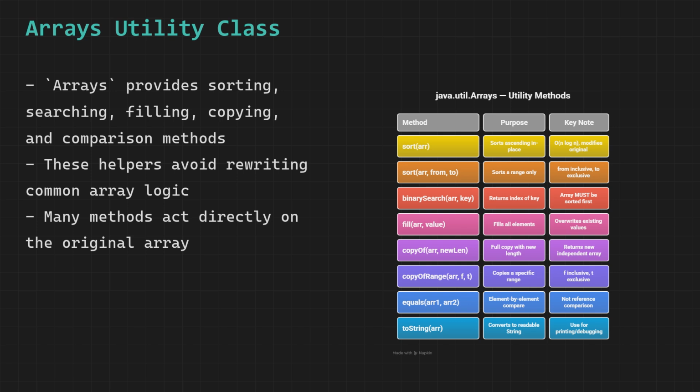Arrays.equals(ar1, ar2) compares two arrays element by element and returns true only if they have identical length and identical values at every position. This is completely different from double equals, which only checks if both references point to the exact same heap object. And Arrays.toString(arr) converts the array to a clean readable string like [85, 92, 78]. This is invaluable for debugging because printing an array directly gives a cryptic memory address that tells you nothing useful.